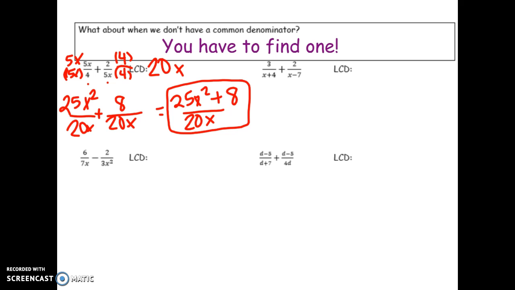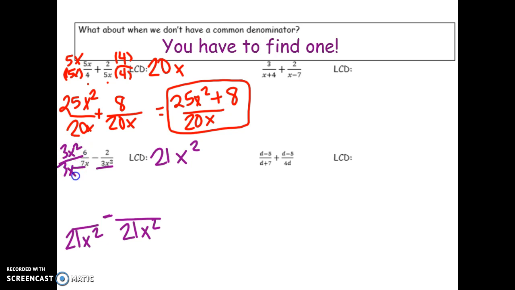I'm actually going to move to the bottom next. So my least common denominator between the 7 and the x and the 3x squared is going to be 21x squared. So that is going to go on the bottom. So 21x squared, 21x squared is going to be minus. So in order to change my 7x, I had to take it times 3x squared over 3x squared.